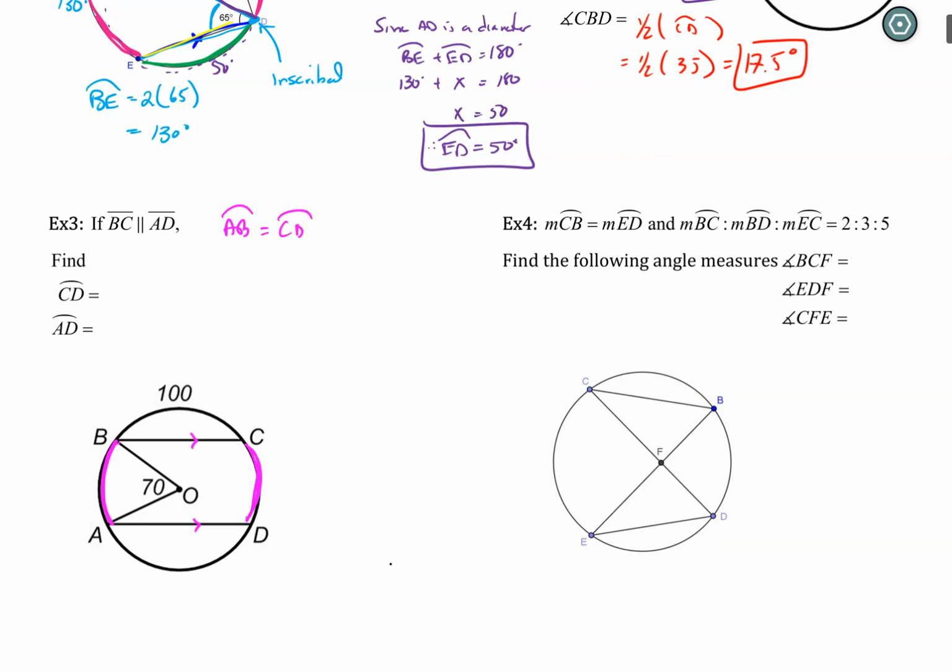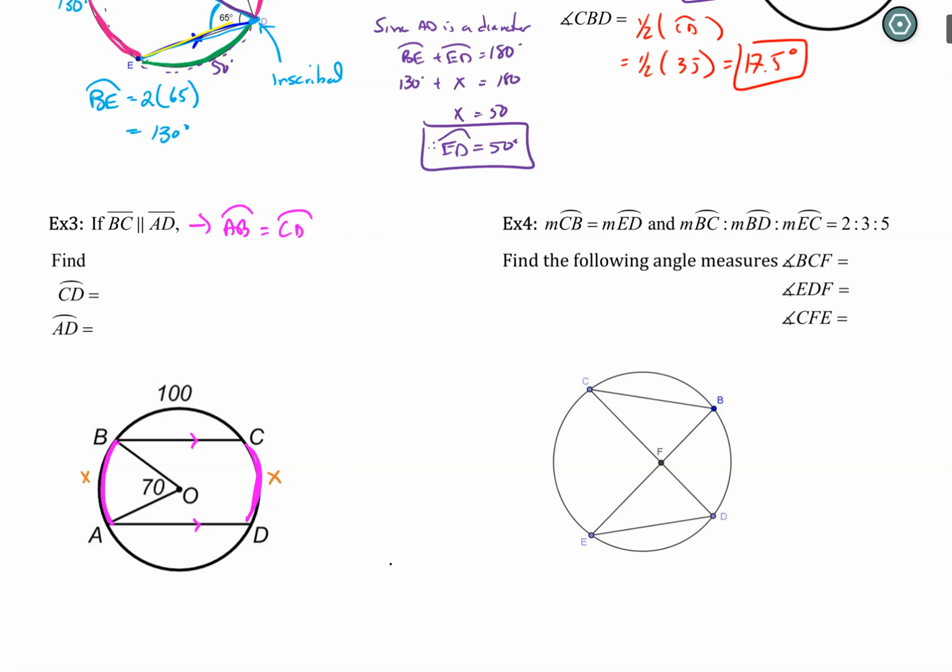Based on that information, I can make that assumption. That inference, I should say. And we're asked to find what the measure of CD is. So I'm looking for this. So I'm going to call it X. We also know that this is X.